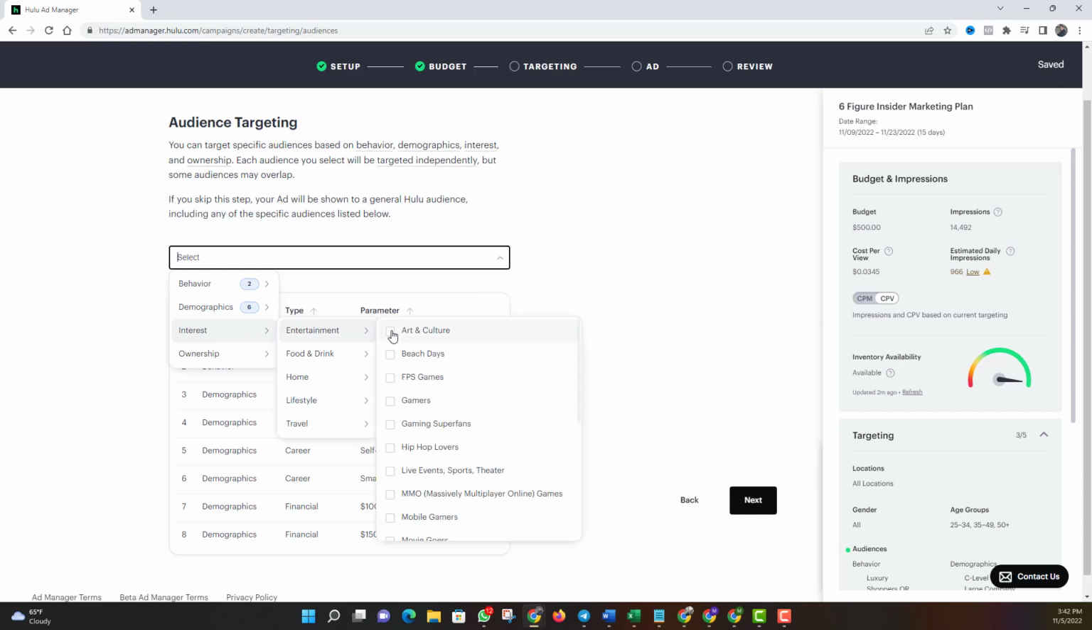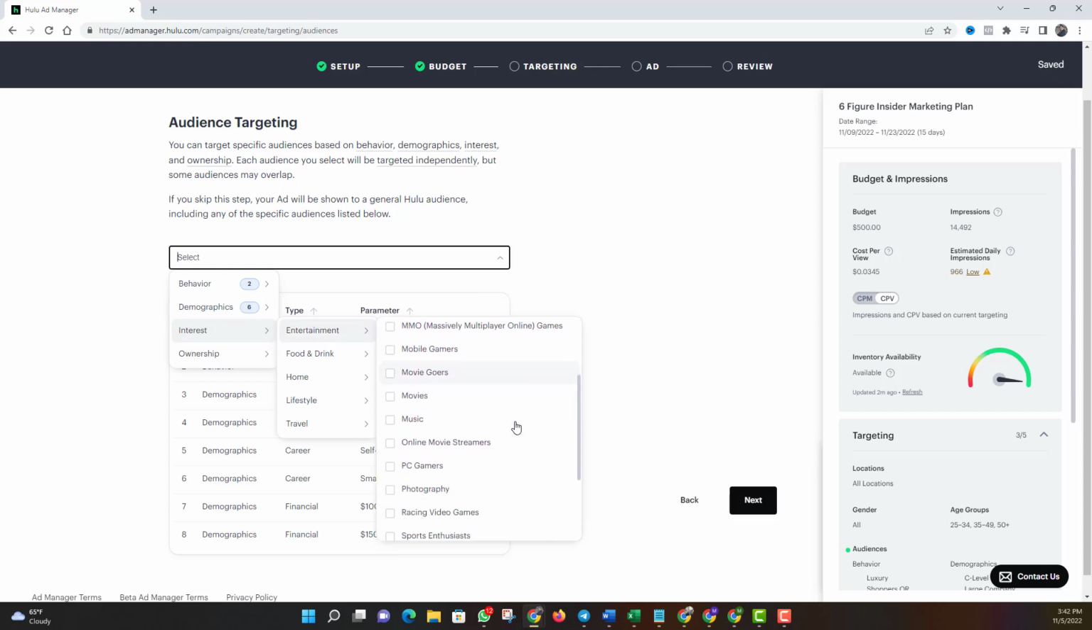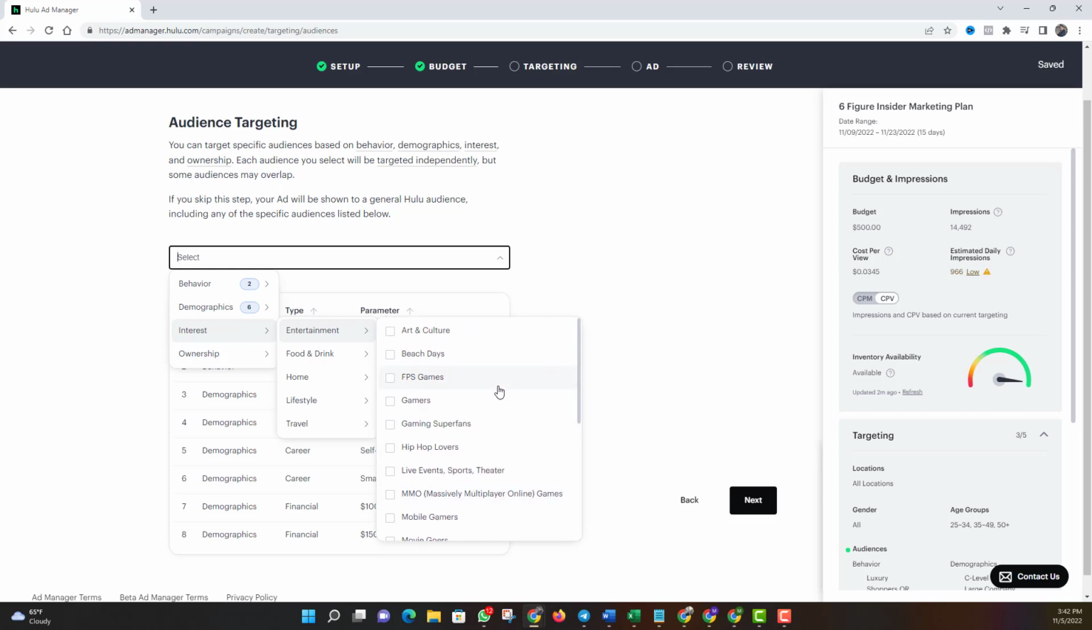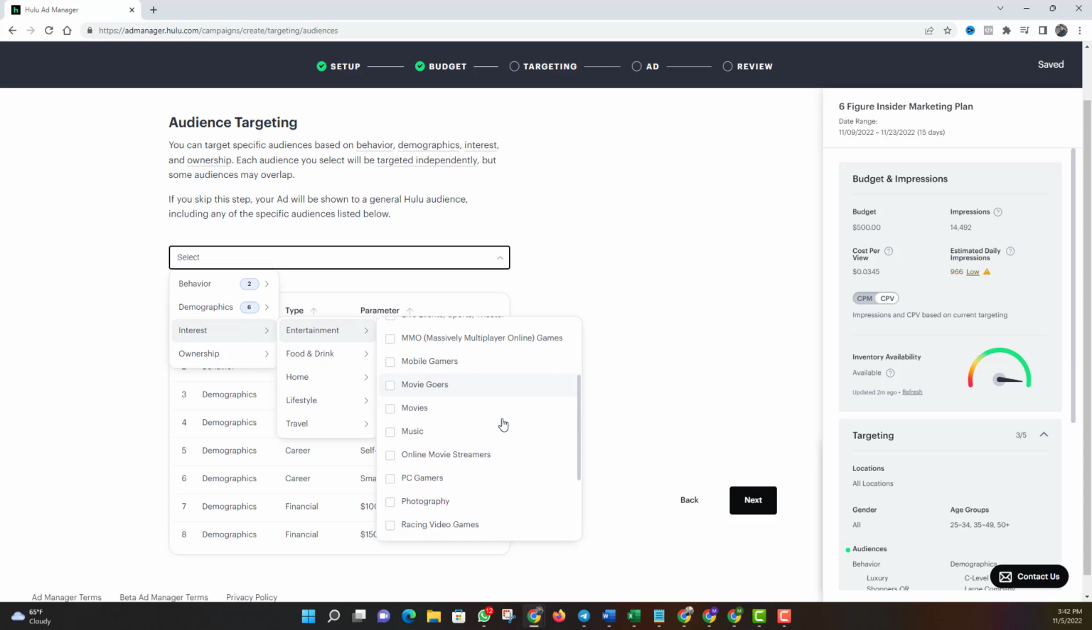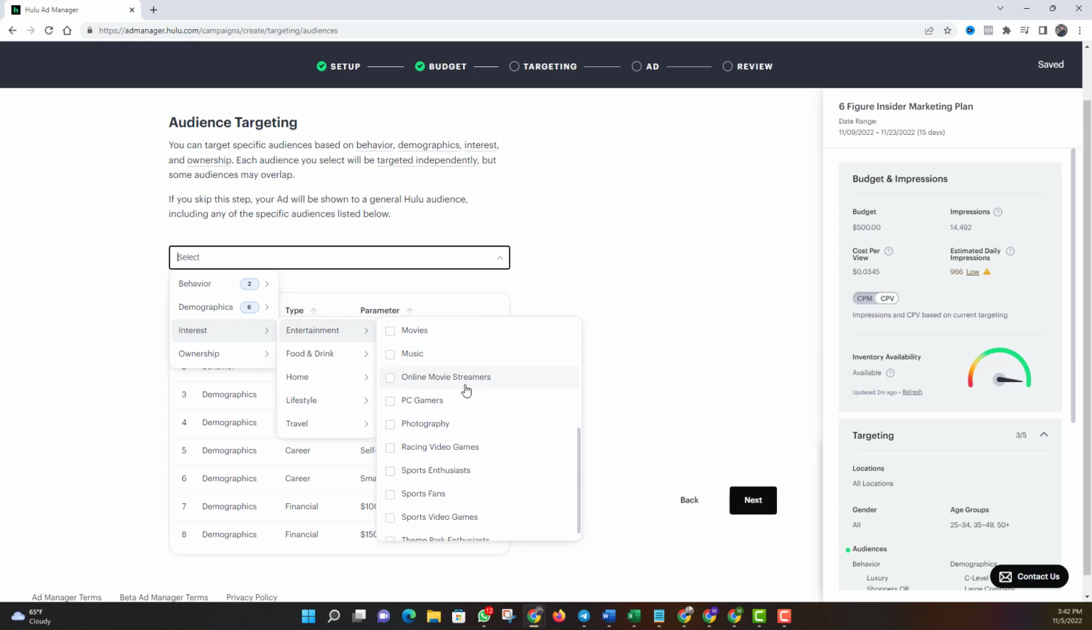Now, under interest targeting, we've got entertainment. That's a big one. So entertainment category, so you can actually see what kind of things are they interested in. Beach days, gamers, hip-hop lovers, live events, those types of things, moviegoers, online movie streamers, racing video games, sports enthusiasts, sports fans. So you could actually narrow down by entertainment if it suited your audience. You also have food and drink options. Notice all these options. Home, interior, you've got DIY, interior decor and design.